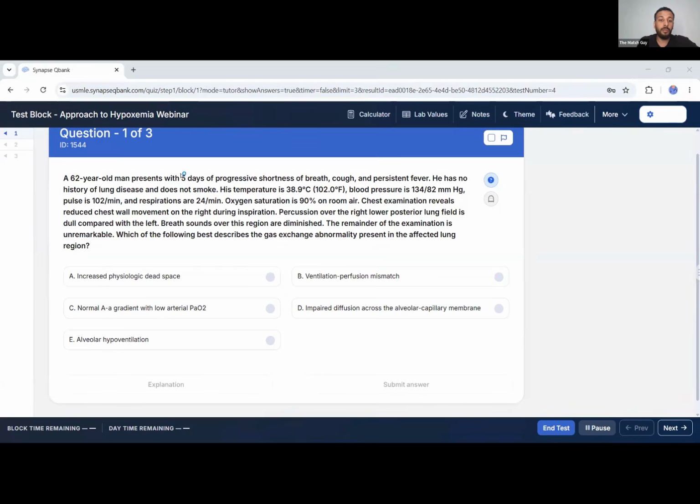A 62-year-old man presents with 5 days of progressive shortness of breath, cough, and persistent fever. He has no history of lung disease and does not smoke. His temperature is high. Blood pressure is a little bit high. Pulse is borderline. Respirations are high. Oxygen saturation is 90. Chest examination reveals reduced chest wall movement on the right side during inspiration, and percussion over the right lower posterior lung field is dull compared to the left. Breath sounds over this region are diminished. The remainder of the examination is unremarkable. Which of the following best describes the gas exchange abnormality in the affected lung? What do you think, guys?